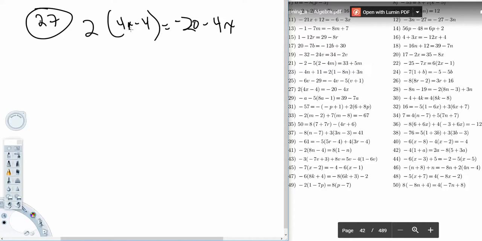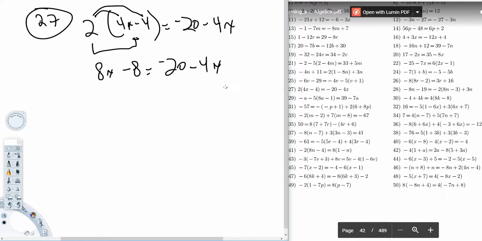This is like saying 4 apples. You can't subtract 4 from 4 apples. You can only subtract apples from apples. So we use the distributive property to do what is basically this times this. So we do 2 times 4x and 2 times negative 4. Always look at the sign on the left. When there's no sign right next to this 4x, that means it's positive. Leave it alone. 2 times 4x equals 8x. 2 times negative 4 equals minus 8 equals negative 20 minus 4x.